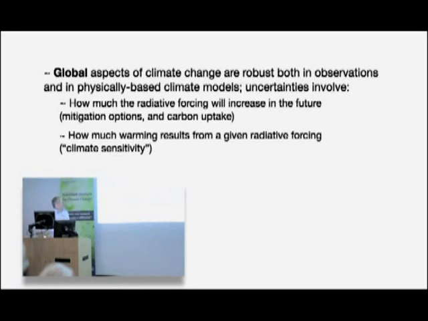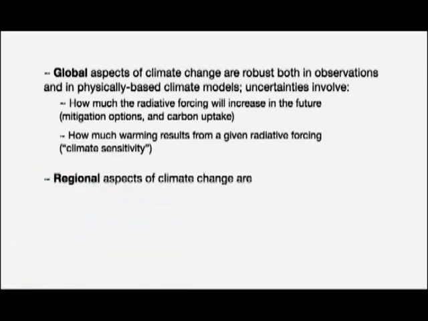On the other hand, when climate impacts will be felt at the regional scale, because that's really where we live, of course, agriculture is a regional phenomenon. Flooding is a regional phenomenon. Even sea level rise is actually a regional phenomenon. And if you consider the regional aspects of climate change, which is what we're really dealing with now, they're generally not robust, either in the observations or in the models.